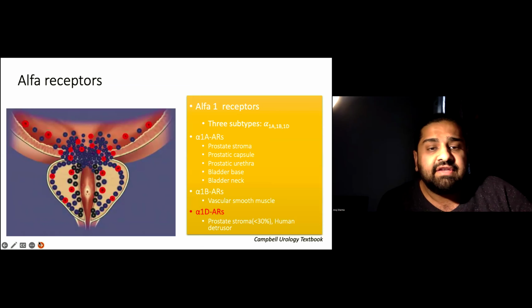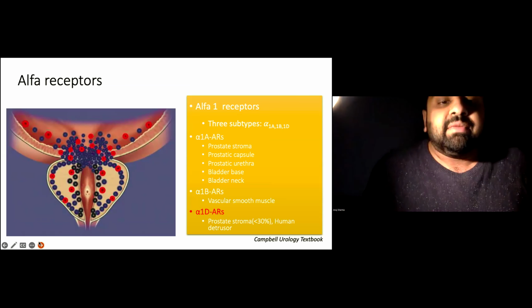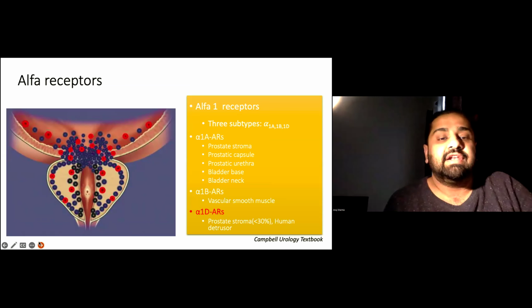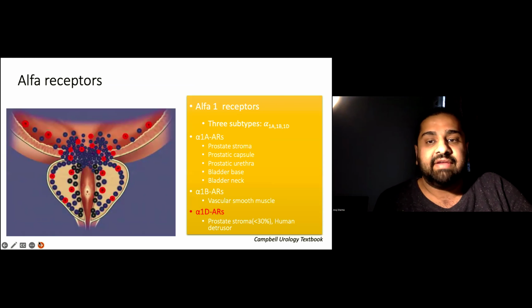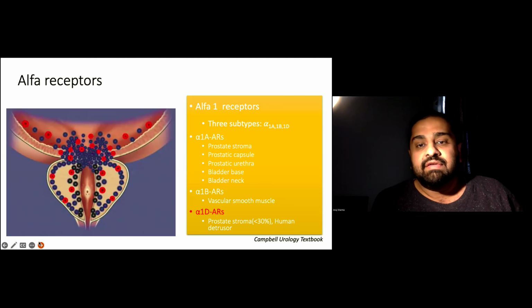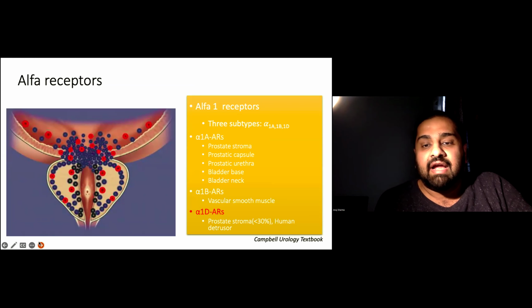As we can see from this diagram, which is from Campbell itself, the bladder neck as well as the prostate has various receptors. Talking about the alpha-1 adrenergic receptors, we have alpha-1A, predominantly present in the prostatic stroma, prostatic capsule, urethra, bladder base, and neck. Then we have the 1B receptors, mostly present in the vascular smooth muscles, and the 1D receptors, predominantly present in the prostatic stroma and the detrusor muscle fibers.